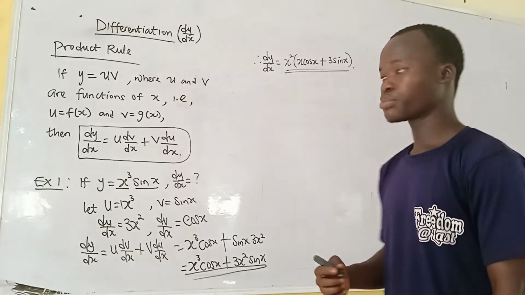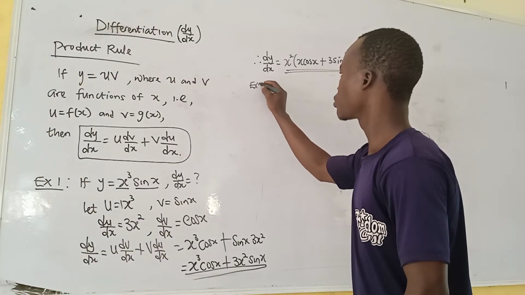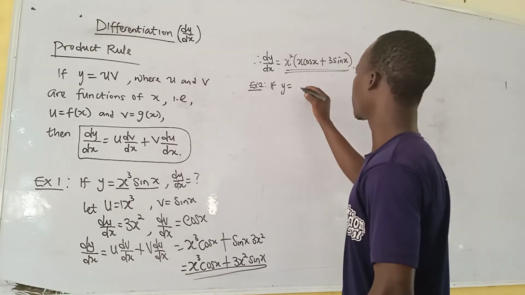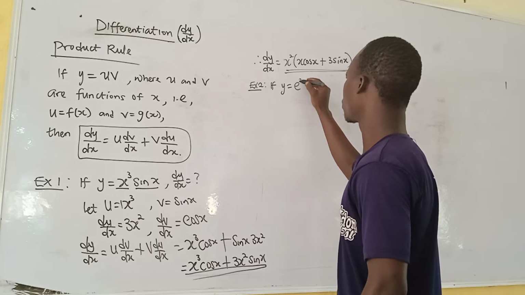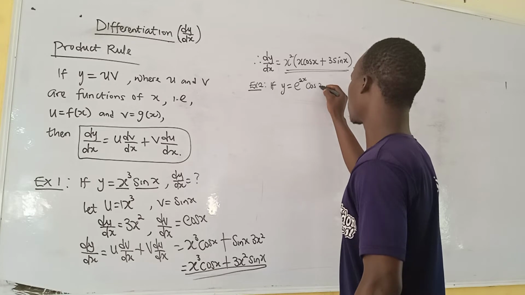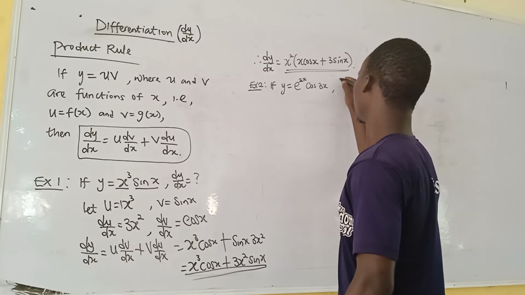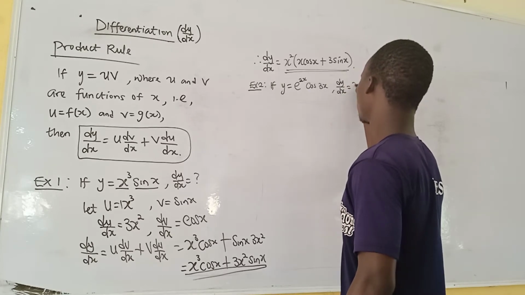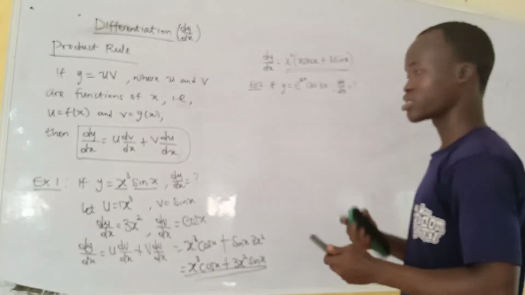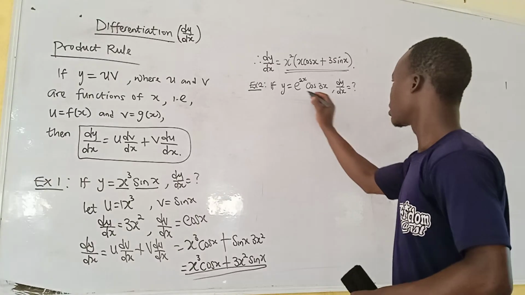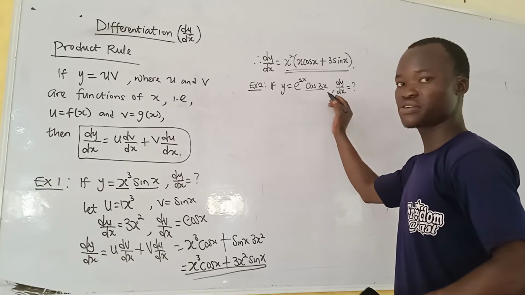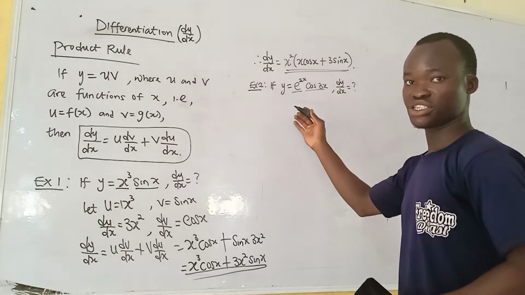Let's take another example. Example 2. If y is equal to exponential 2x cos 3x, then what is dy dx? This is a product of two functions. It's easy for you to recognize. This exponential 2x is multiplying cos 3x. This cos 3x is a trigonometric function. This one is an exponential function.